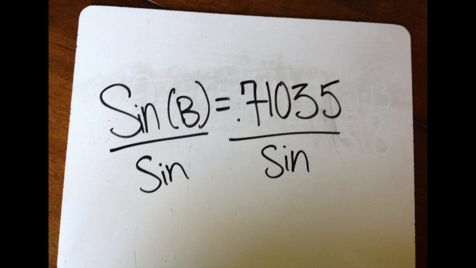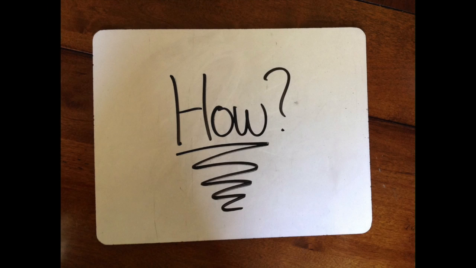The next step to get b by itself is to simply divide by sine on both sides, as algebra dictates. But how on earth are we going to divide by sine? Sine itself is not a numerical value. It is simply an operation that can then be used on other numerical values. So how are we going to divide by it?